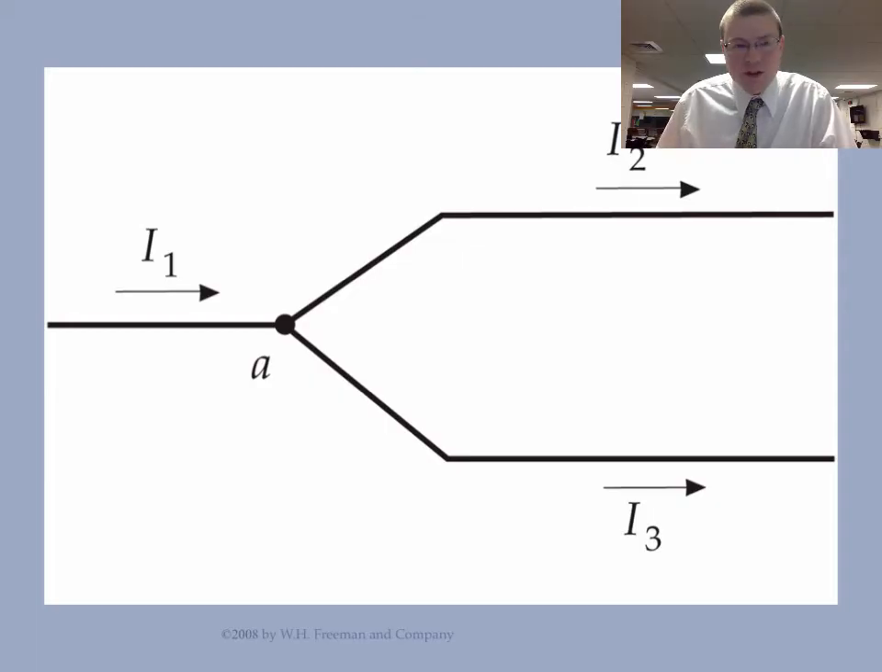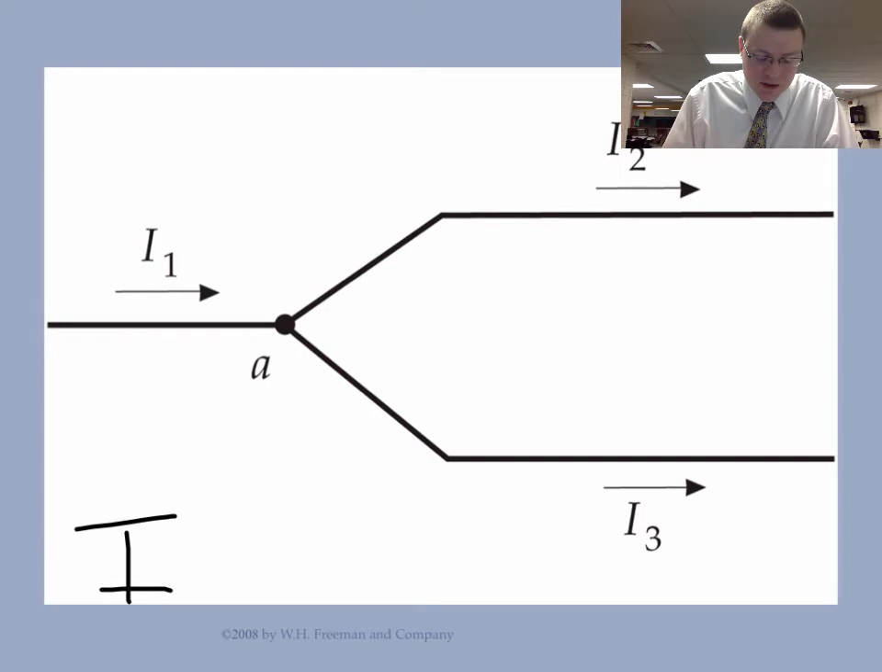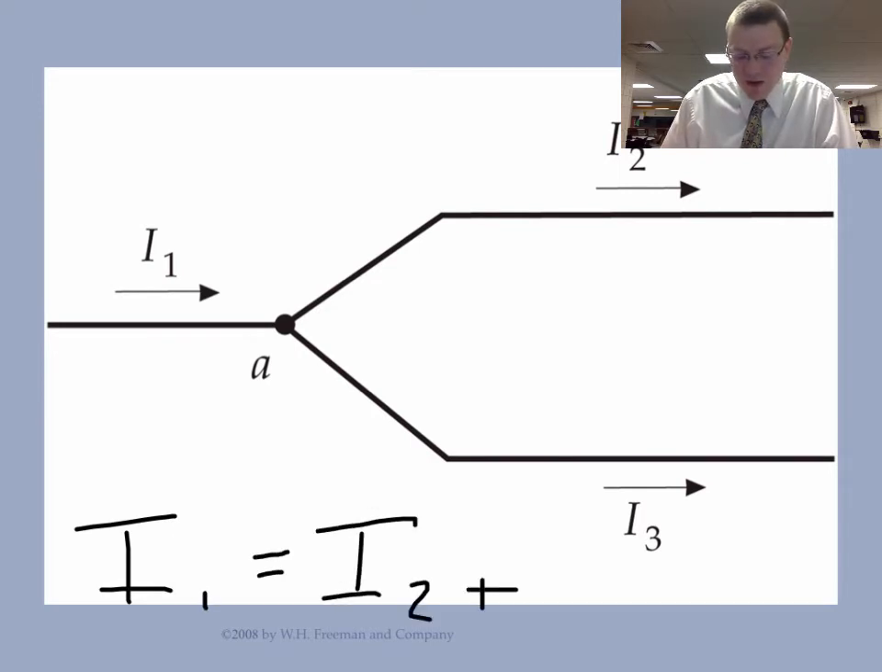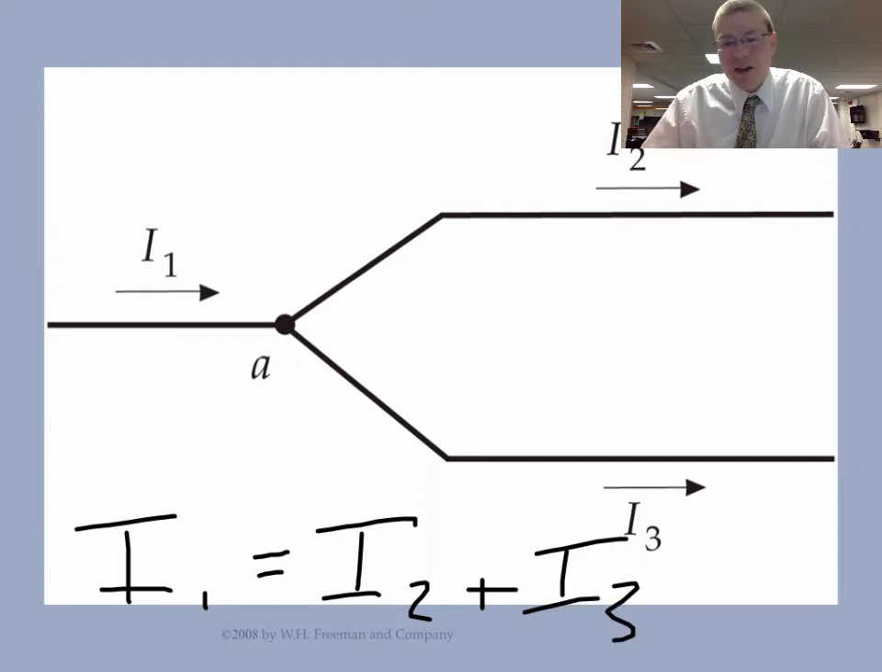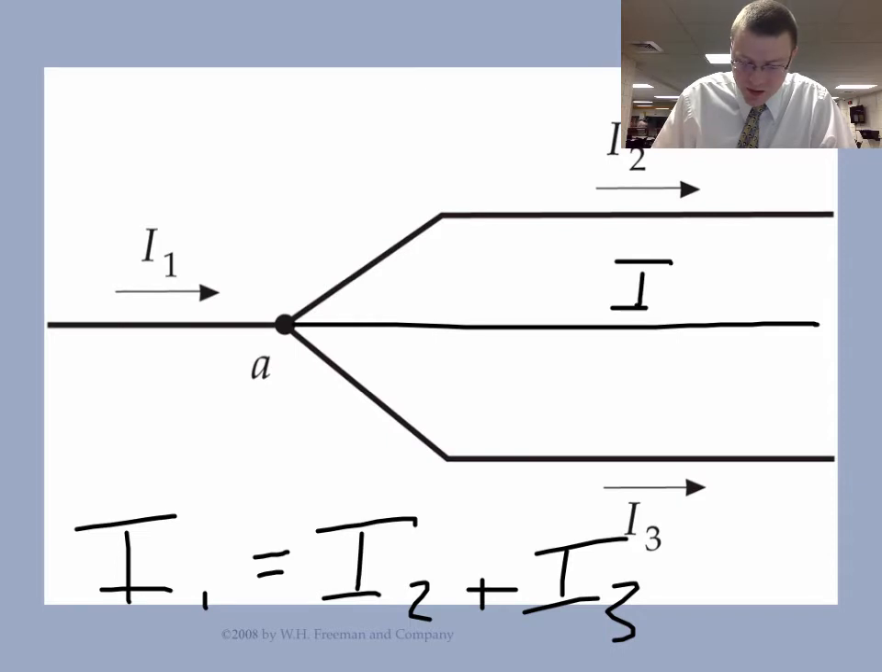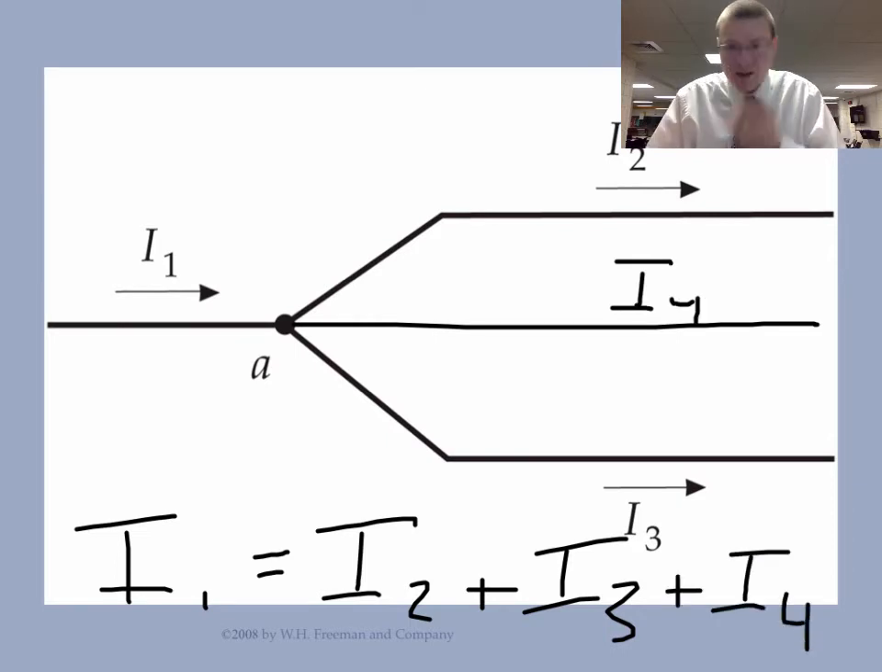So a way that I could write the junction rule here is I could simply just say that I1 must equal I2 plus I3. So instead of conserving energy now, what I'm doing is conserving the amount of charge. I can't create or destroy charge. I'm just going to split it up among the different branches that we have. If there was a 4th branch here with I4, I could just write I4 as my last current.